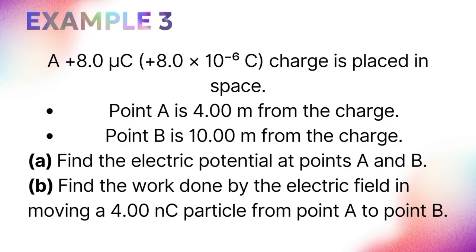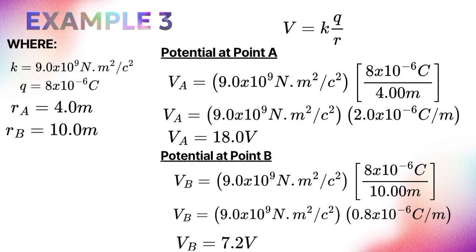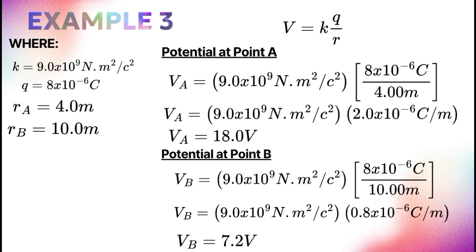Example number 3, again we will take note of the 4.0 nanocoulomb. So these are the givens. For the V sub A, again multiply, divided by the R sub A, which is the 4.00 meter, and multiply the constant value of Coulomb and the charge. So the answer will be positive 18.0 volts. And for the potential at point B, again multiply, and for the distance, or the R sub B, is 10.00 meter. So the answer will be 7.2 volts.